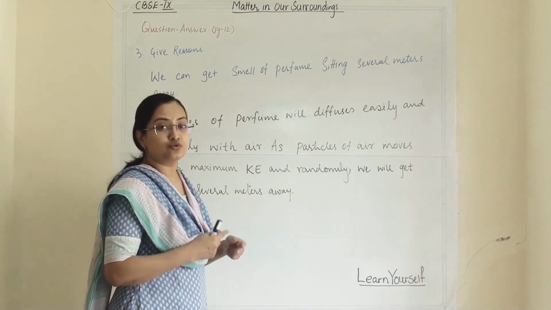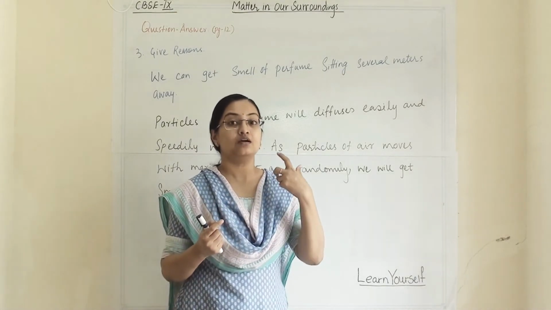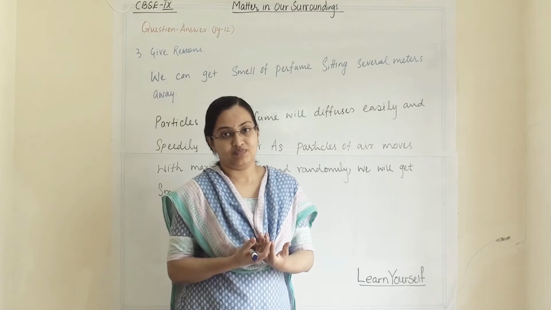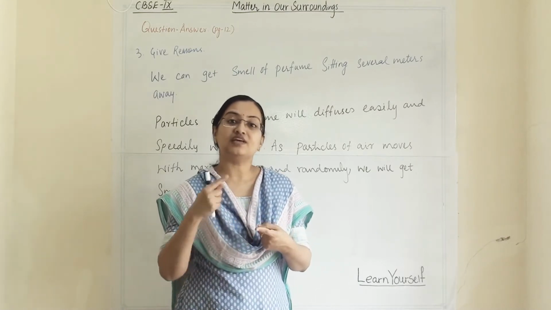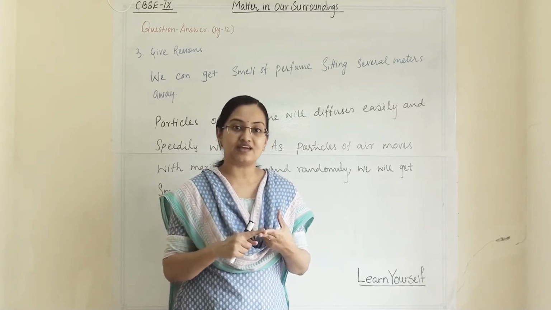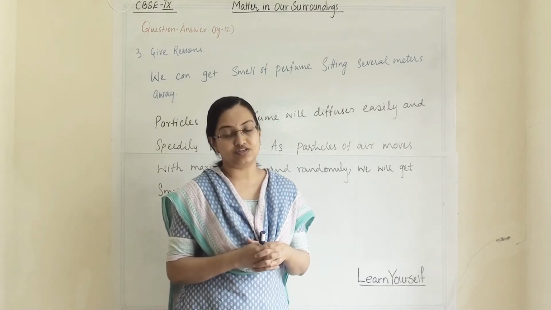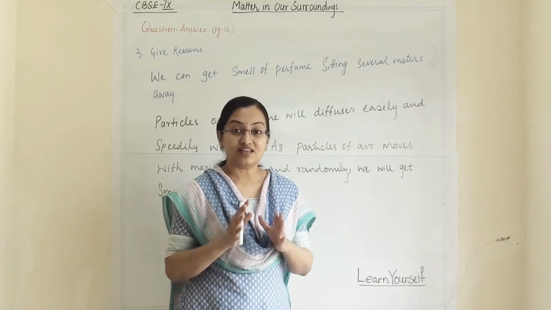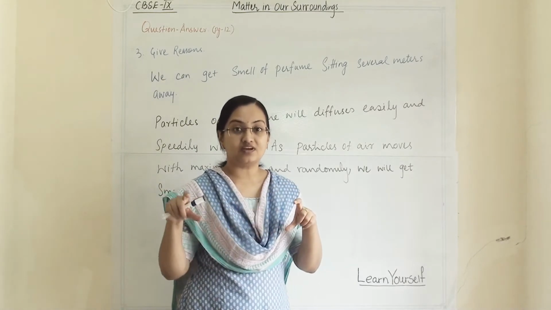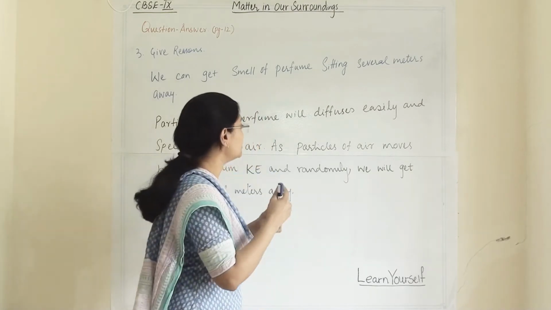Our next reason is: we can get the smell of perfume sitting several meters away. In this we have to discuss two things simultaneously. First is the smell of perfume: particles of perfume will diffuse very easily with air, and as it diffuses easily with air, it will move along with air. Now what is the quality of air? It is in a gaseous state, and particles of air have maximum kinetic energy and they move randomly. Their motion is random motion. So as particles of perfume move along with the air, it easily reaches several meters away.